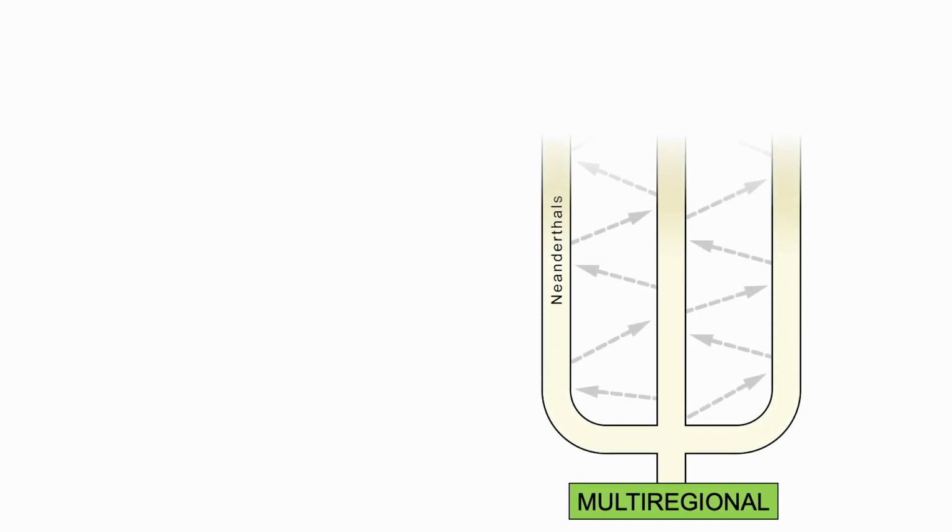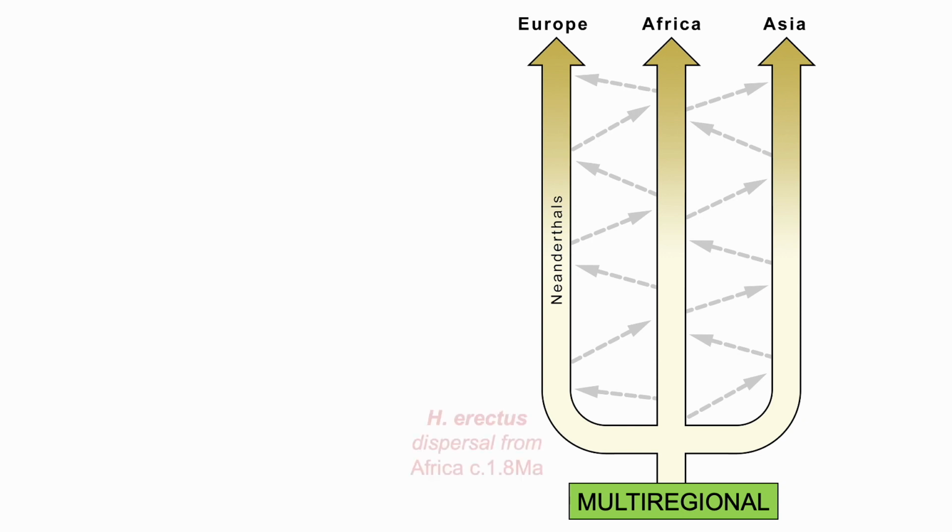In terms of trying to understand where the Neanderthals came from, how they got into Europe, and what precisely is their evolutionary relationship to Homo sapiens, to anatomically modern humans, there are two main contrasting theories. The first is termed the multi-regional theory. And the multi-regional theory suggests that we have an initial wave of dispersal. So we see Homo erectus initially migrating out from Africa about 1.8 million years ago.